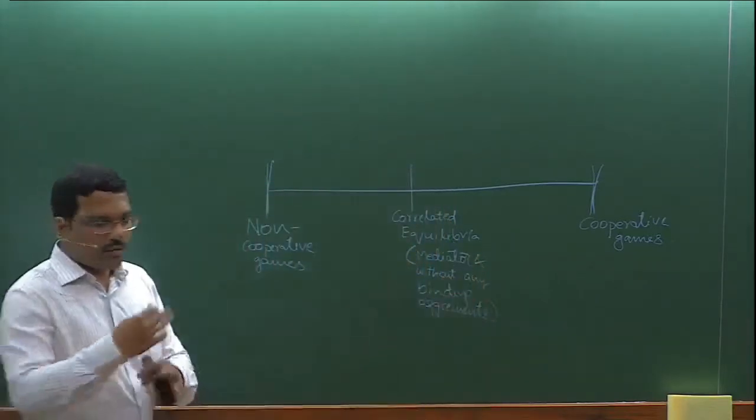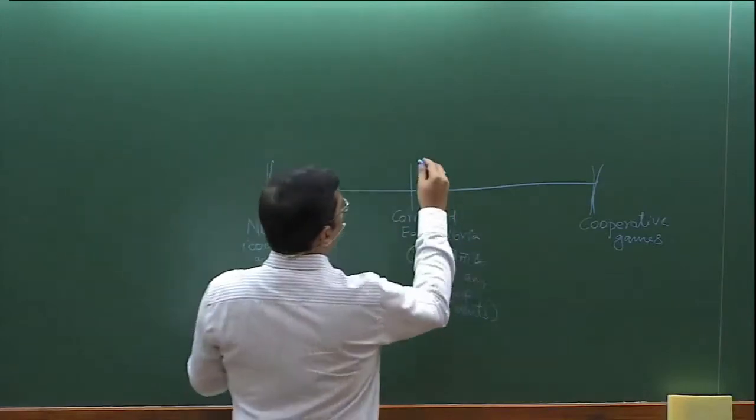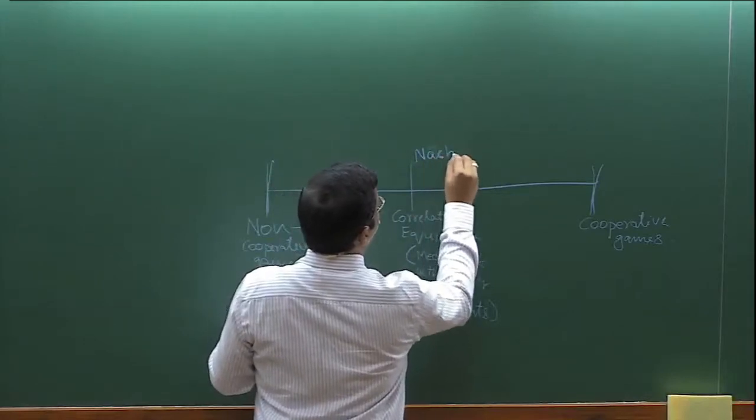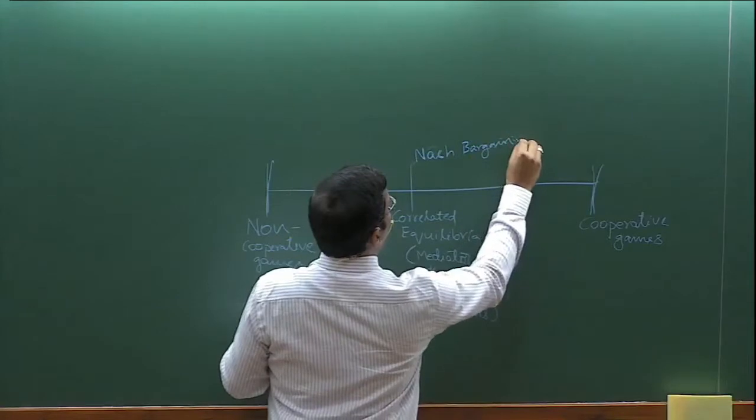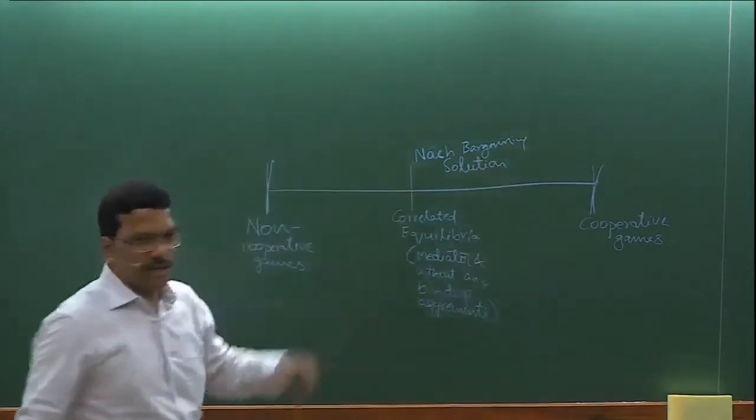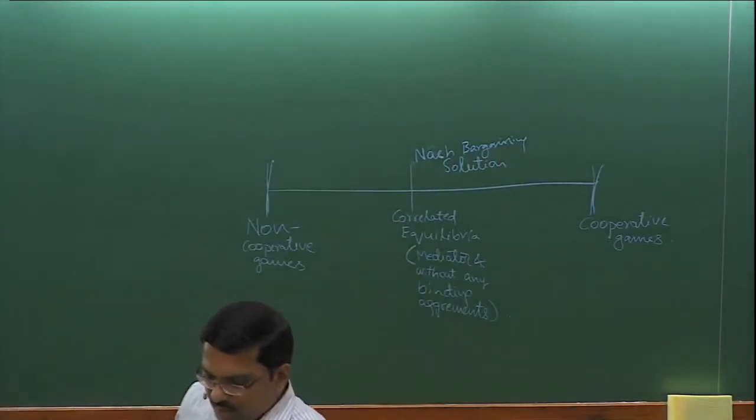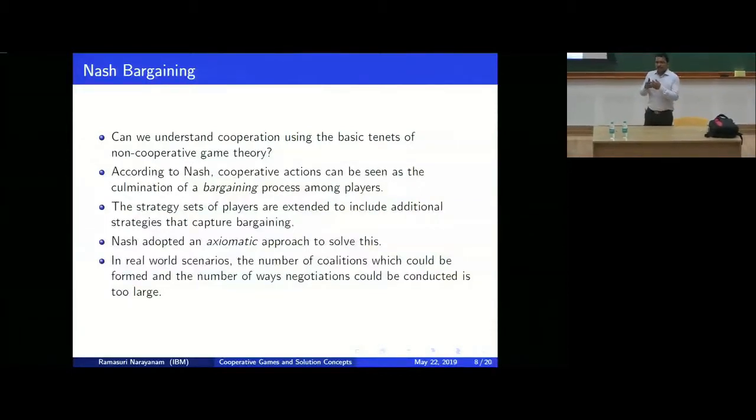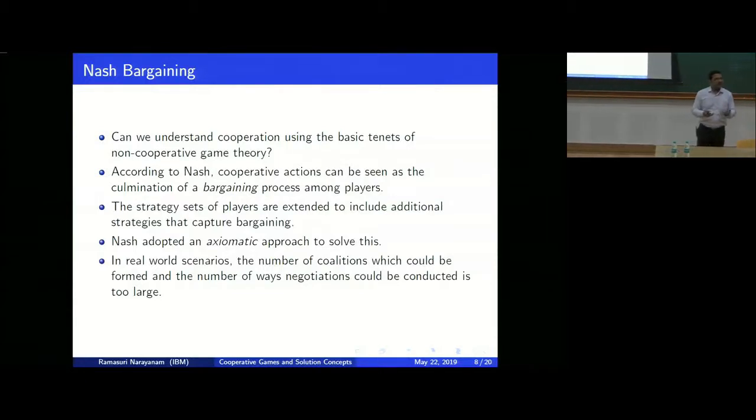Right? So now we will look at another solution concept which is intermediate to these two extremes, called the Nash bargaining solution. So we will now look at this Nash bargaining solution. In following the Nash bargaining solution, what we want to do is, we don't assume the presence of any intermediate authority.